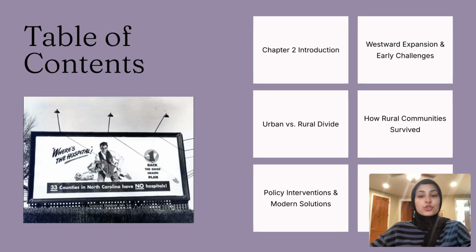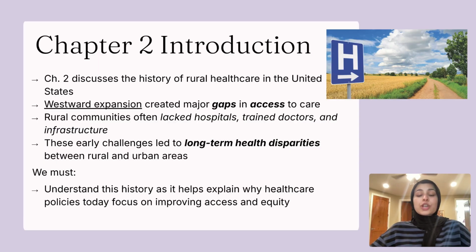Chapter 2 is the history of rural health. It basically discusses the history of rural health in the United States, specifically during the Western expansion, when there was a government-backed move of people out of concentrated urban areas throughout the United States. This westward expansion led to major gaps in care, especially as people moved to more remote areas of the United States without any established healthcare systems.